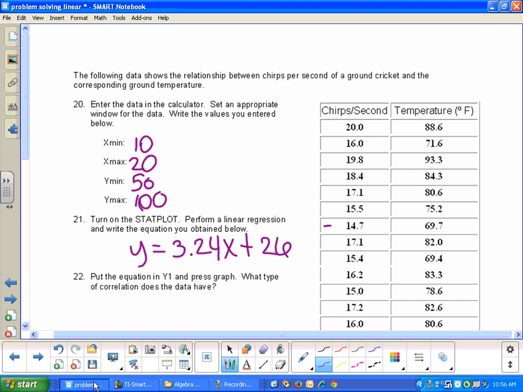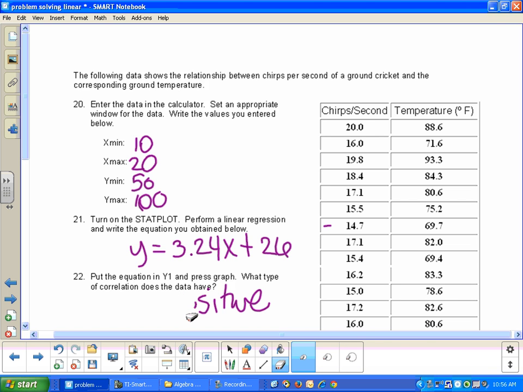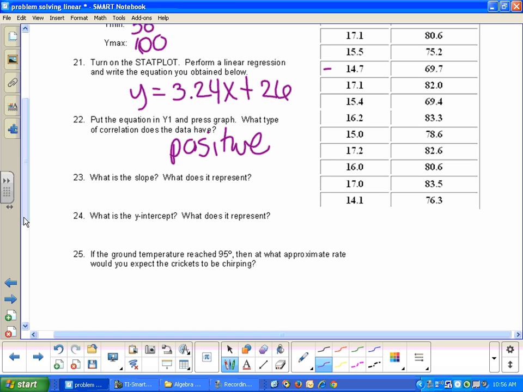So if we do this and we put it in there, we can see that it has a positive correlation. Okay, as temperature increases, then the chirps per minute are increasing. Then we can answer the rest of our questions on here. Same as we did before. What is slope? What is the y-intercept? If we find the ground temperature, then what are we going to do? So let's answer the rest of those.